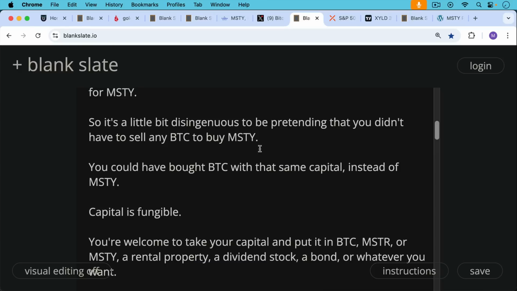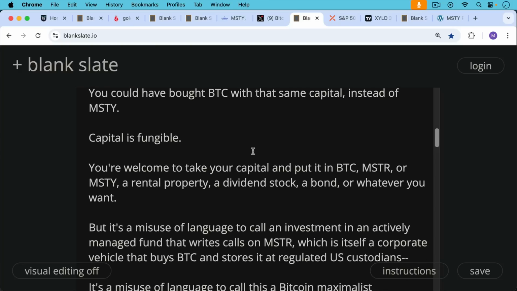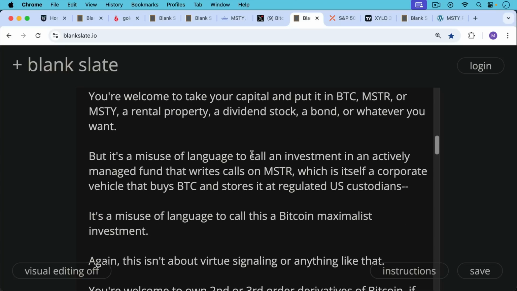You can also take your capital and instead of putting it in BTC, you can put it in a more leveraged vehicle like Strategy, MSTR, or you can put it in MSTY. You can put it in a rental property or a dividend stock or a bond or whatever you want to, because it is your money after all. But I just think it's a misuse of language to call it investment in an actively managed Wall Street fund that writes calls on MSTR, which is itself a corporate vehicle that buys BTC and stores it at regulated U.S. custodians. I think it's just a misuse of language to call this a Bitcoin maximalist investment.